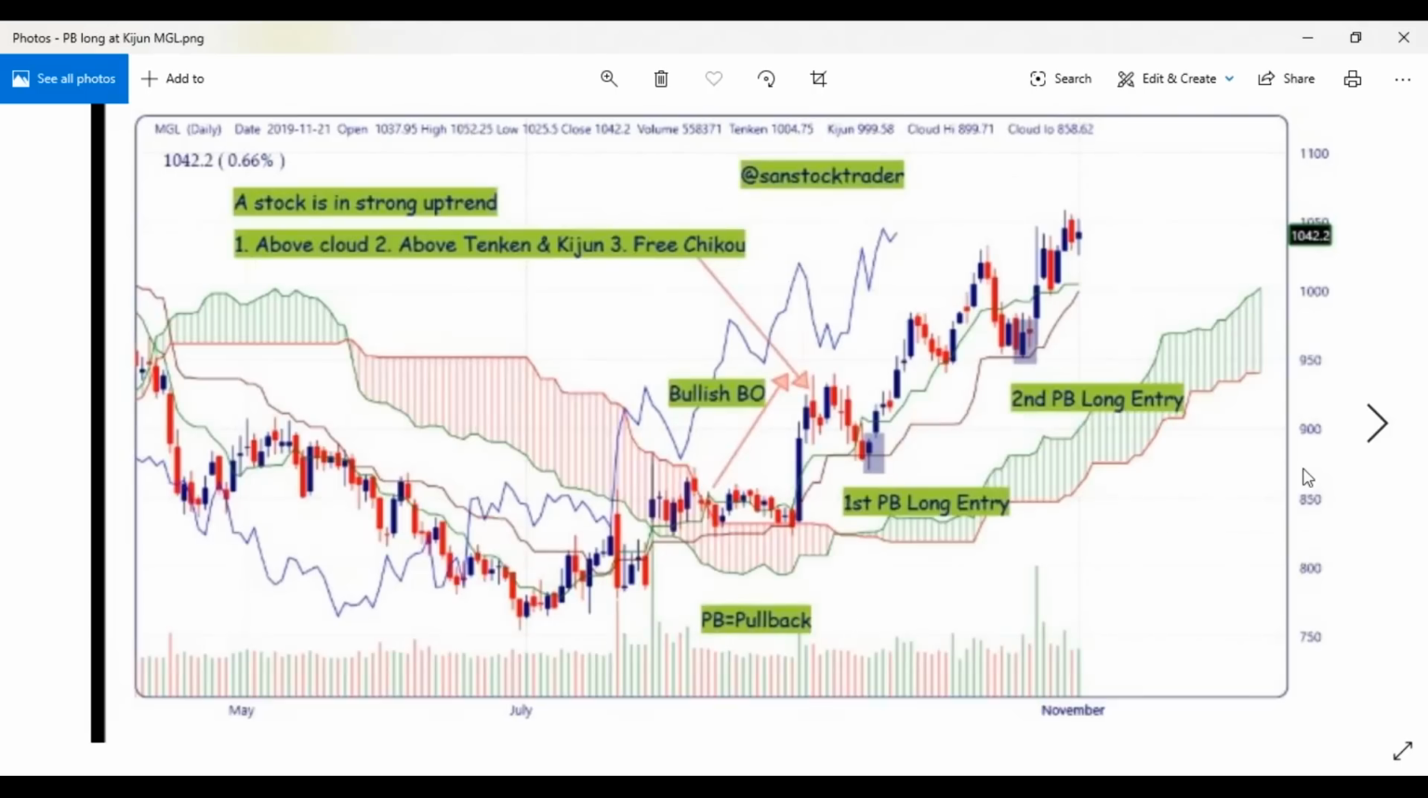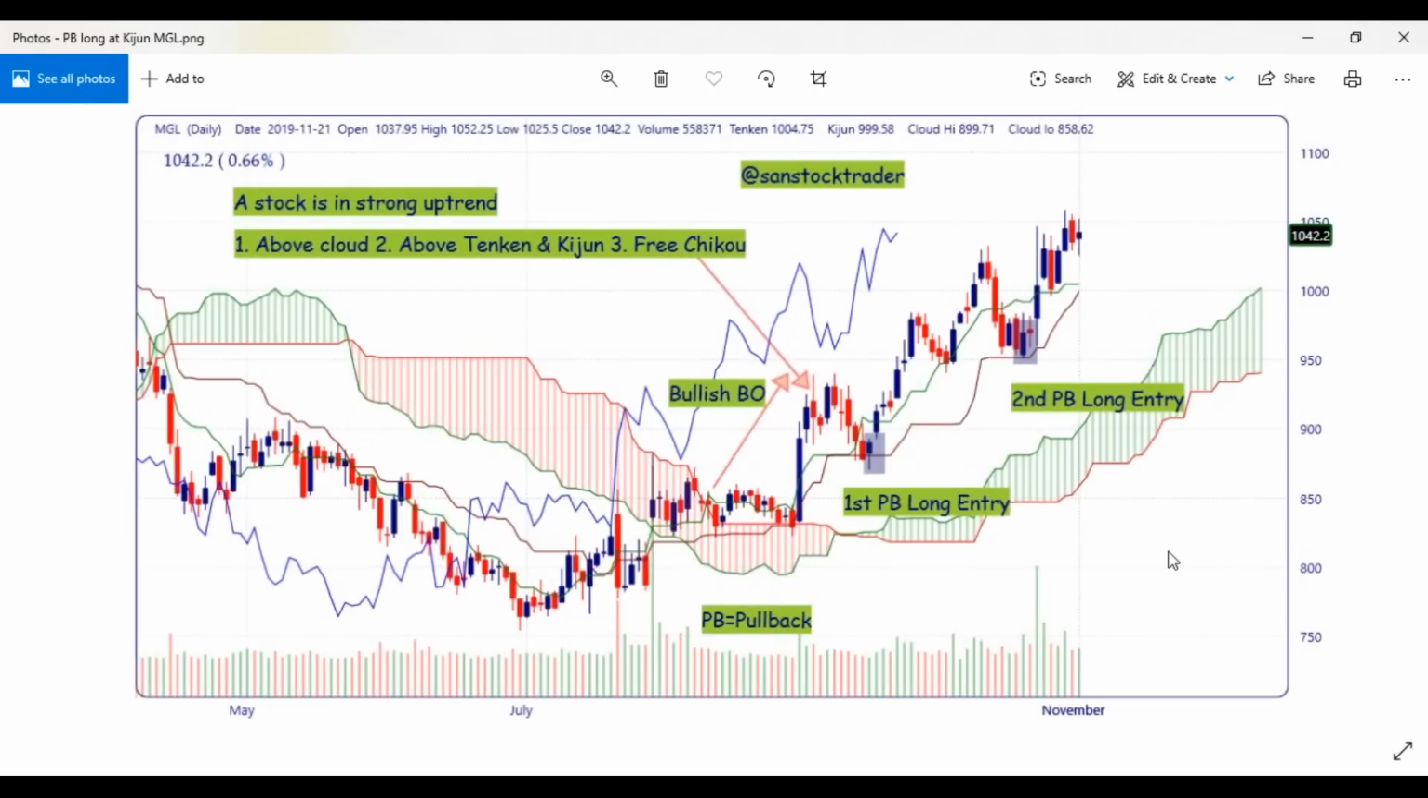That we already discussed. The second chart in front of me is MGL. So in MGL, here the first condition is met: price is above the cloud, and even the Kijun-sen is above the cloud. And see how nicely, from the 940 level, price in MGL corrected till 870.